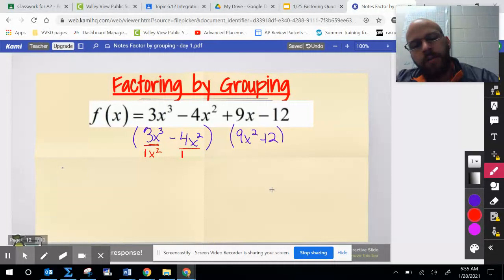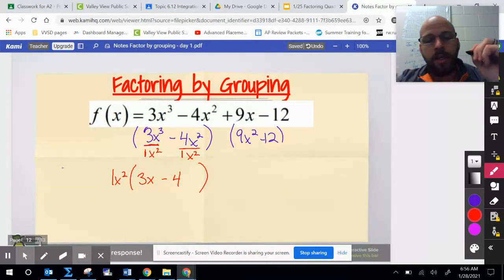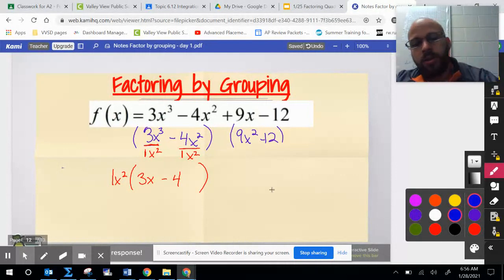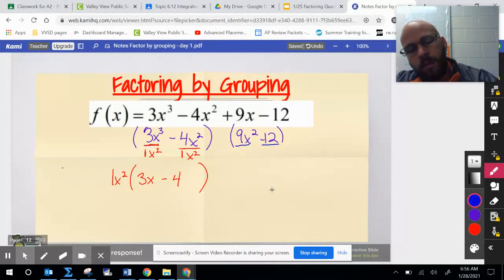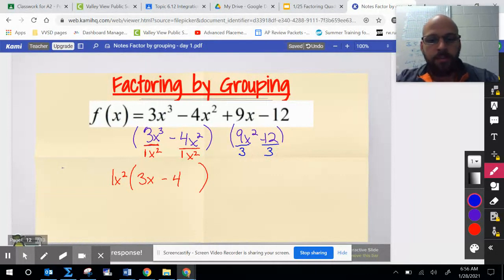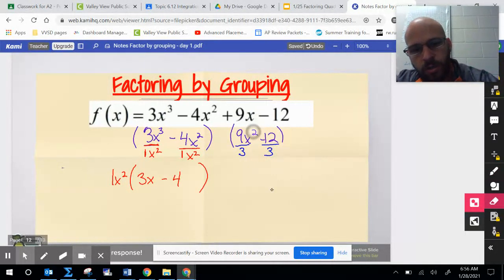And they both have at least 2 x's. So if I do that, if I take that 1x squared out, 3 divided by 1 is still 3. X cubed divided by x squared is just going to leave me with 1x. 4 divided by 1 is 4. X squared divided by x squared, there wouldn't be any x's left. So now I want to take out the greatest common factor of the next piece. Oops, I wrote a little squared there. There shouldn't have been a squared there.